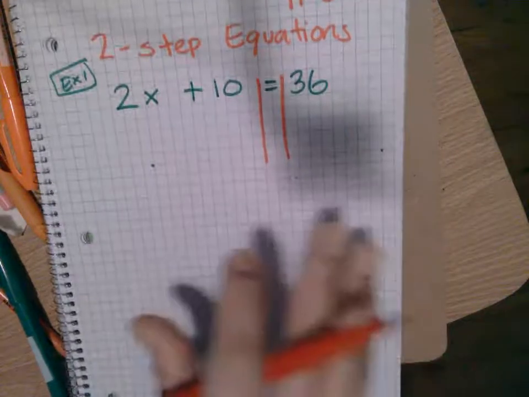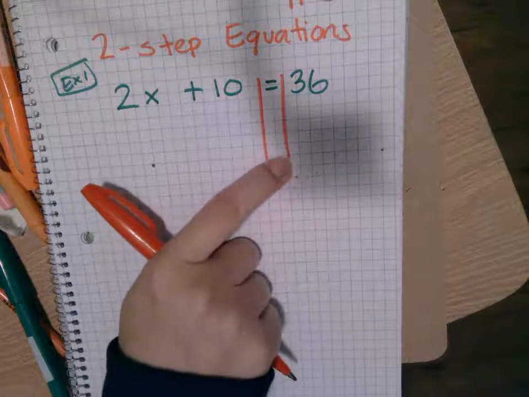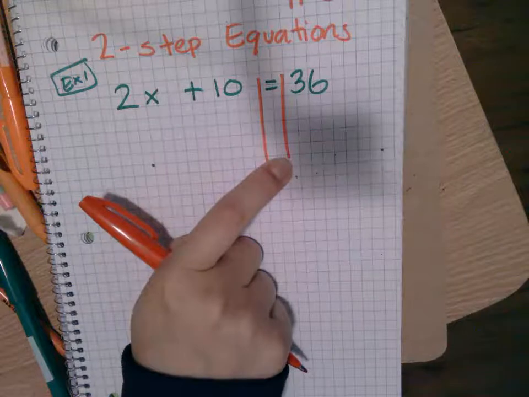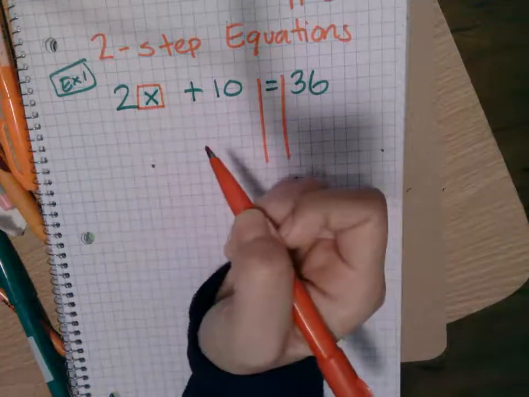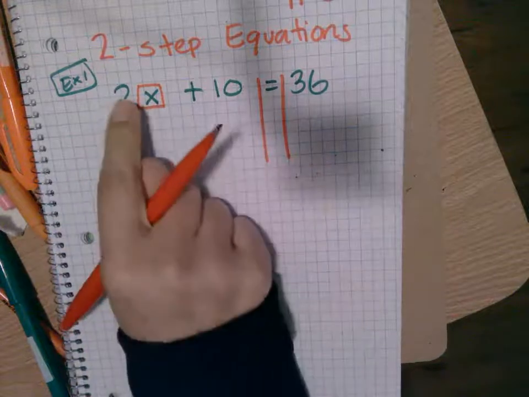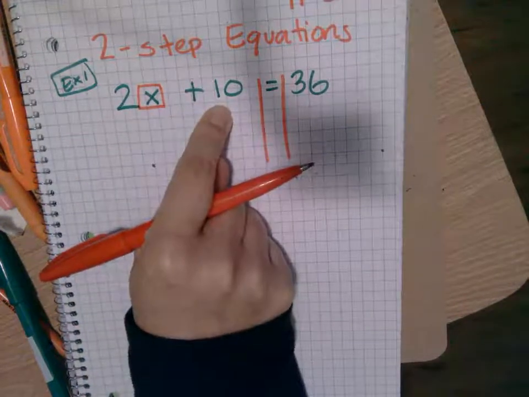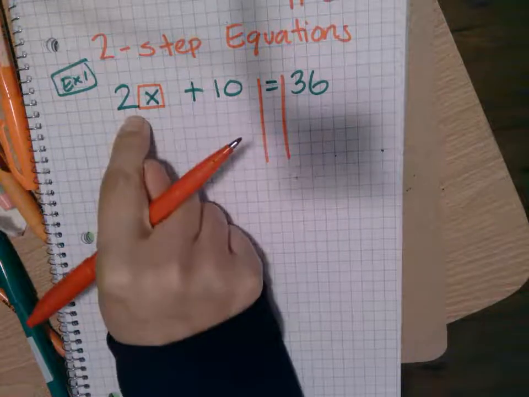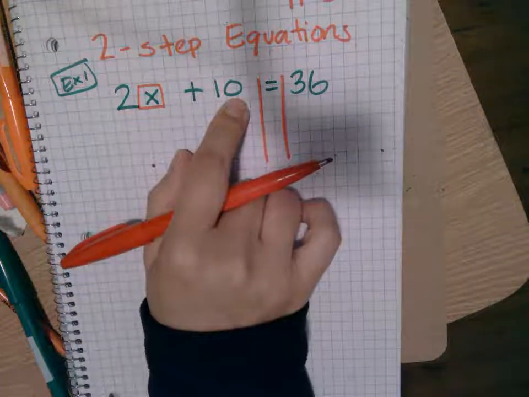All right, so we're going to draw the bars. Still the same thing. We are solving for x. We want x all by itself. But now we have two numbers that are in the way, right? We have the number 2 and we have the number 10, correct? We want x by itself. I got to get rid of the 2 and I got to get rid of the 10.